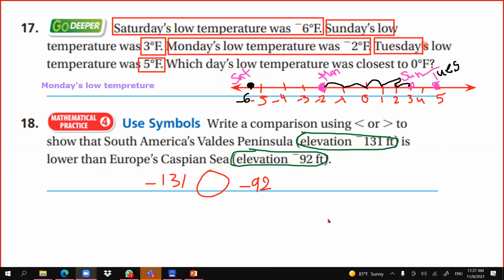Just tell me which is the sign. Compare between them. Bravo. Yes. So negative 131 is less than negative 92. Do you have any question?